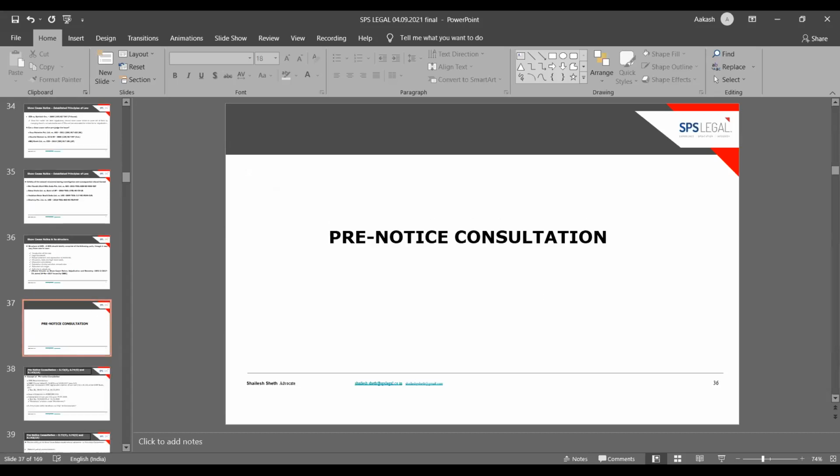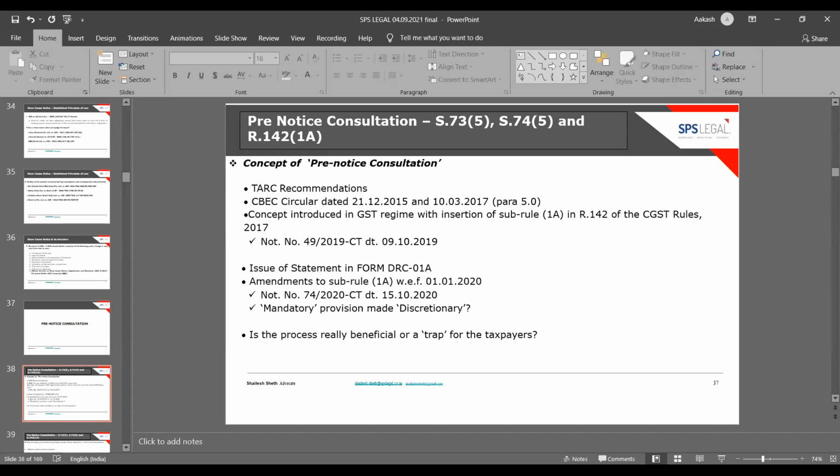Coming to pre-notice consultation, friends, it is the outcome of the TARC recommendation, Dr. Parthasarathi Shome's Tax Administration Reform Commission. They had made some very startling recommendations. And one of the recommendations pertained to the pre-notice consultation, which was intended to avoid unnecessary litigation, whereby both sides sit on the table and, seeing the justification in the allegation, the SCN recipient can also take a call whether to go ahead with the litigation or not.